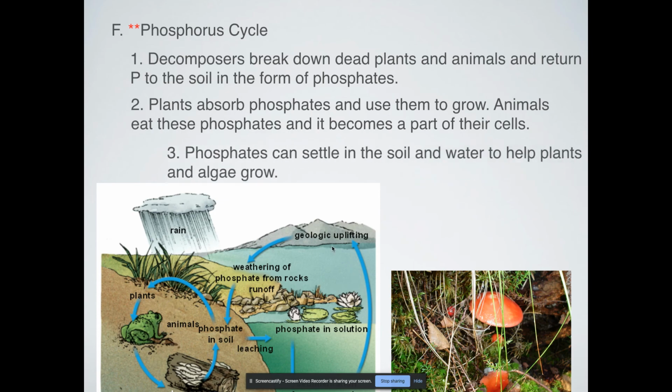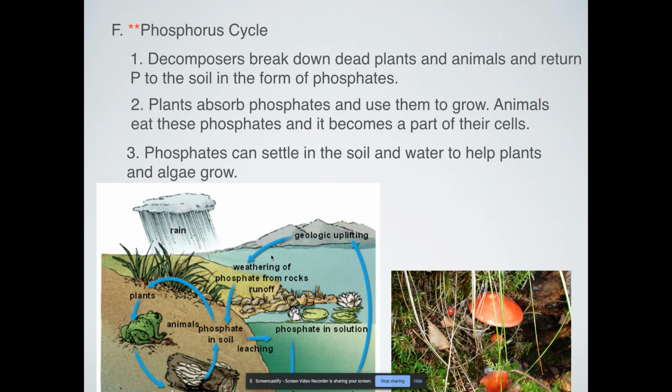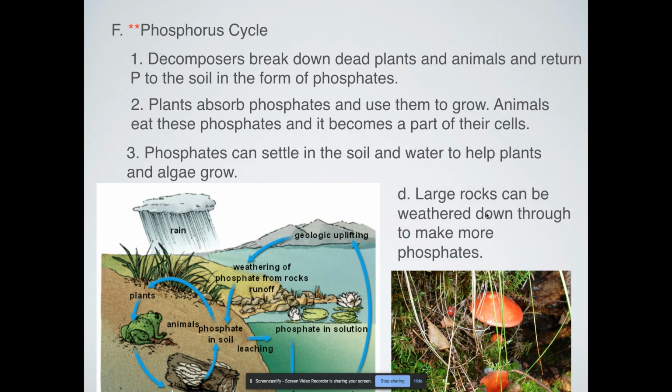But then we have this huge, large one here, because phosphates can also settle in soil, and then water can be kind of like a nice little erosion technique to get some of that phosphate into the water. And then something that you just need to be aware of is that weathering releases phosphate that has been trapped for sometimes millions of years. So this process happens very quickly. This process happens very, very, very slowly.